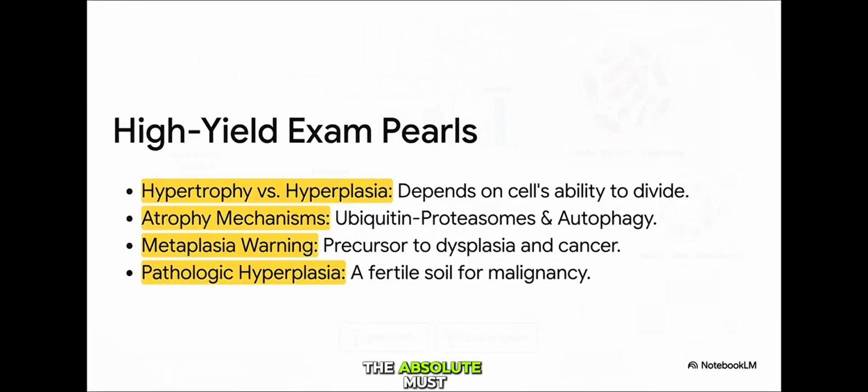Okay, here are the absolute must-know high-yield pearls for your exams. If you remember nothing else, remember this. First, hypertrophy versus hyperplasia. It all comes down to one question. Can the cells divide? Simple as that. Second, for atrophy, the two phrases you need burned into your brain are ubiquitin proteasome pathway and autophagy. And finally, the big flashing red light. Both metaplasia and pathologic hyperplasia are dangerous. They're that fertile soil where cancer can grow. Lock those in and you'll be in great shape.